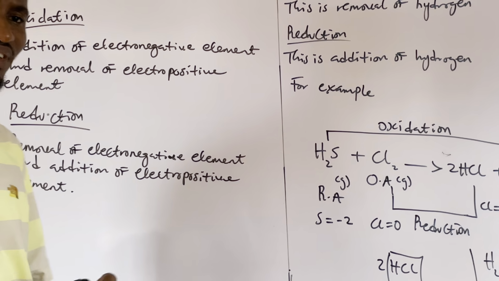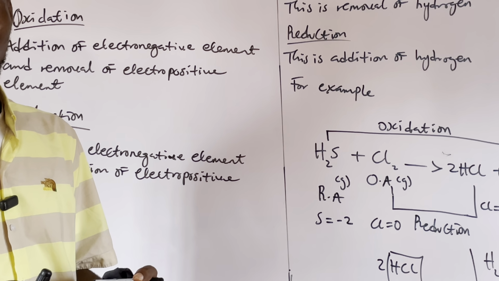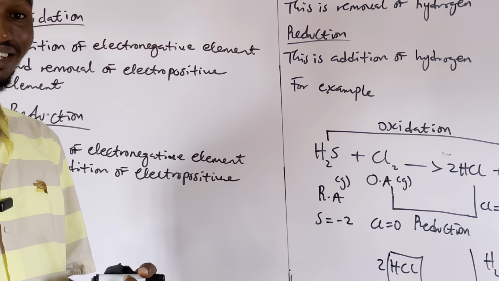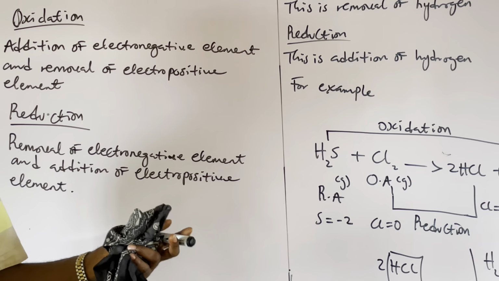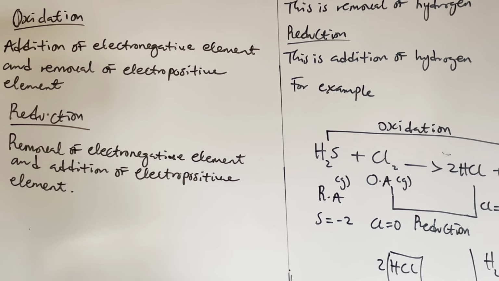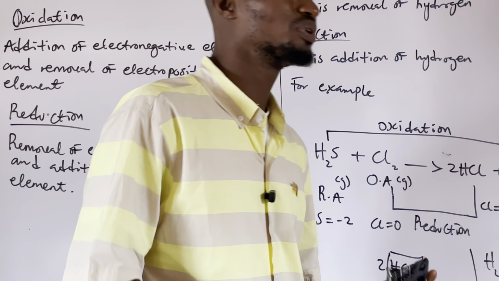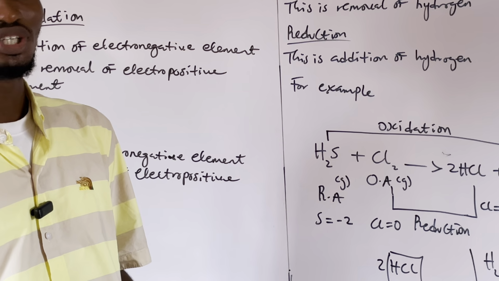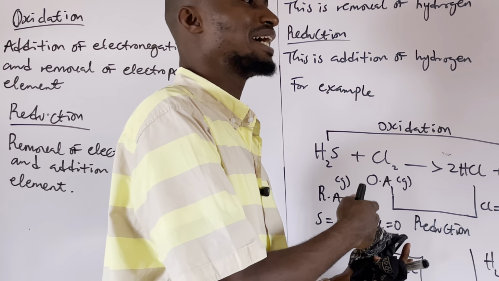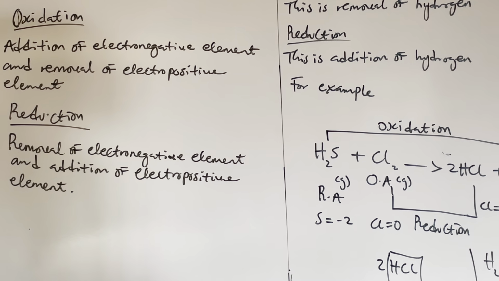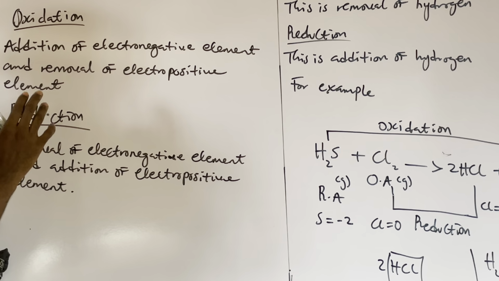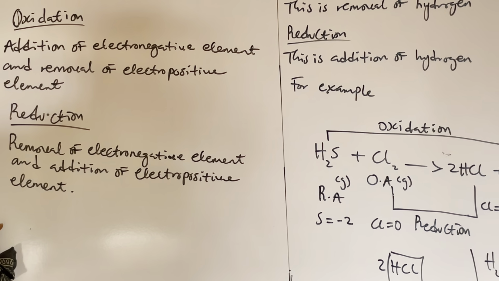Cations are elements that are positively charged, and they can be called electropositive elements. That's another name for cation. While anions are elements that are negatively charged, which can be referred to as electronegative elements. Examples of cations are sodium plus, calcium 2 plus, potassium plus, magnesium 2 plus, aluminum 3 plus. While that of anions are chlorine minus, oxygen 2 minus, sulfur 2 minus, fluorine minus. Do you get? Good. So now, for reduction, it is removal of electronegative element and addition of electropositive element.